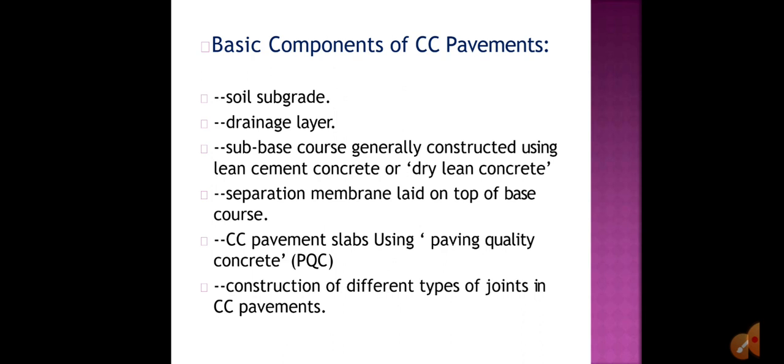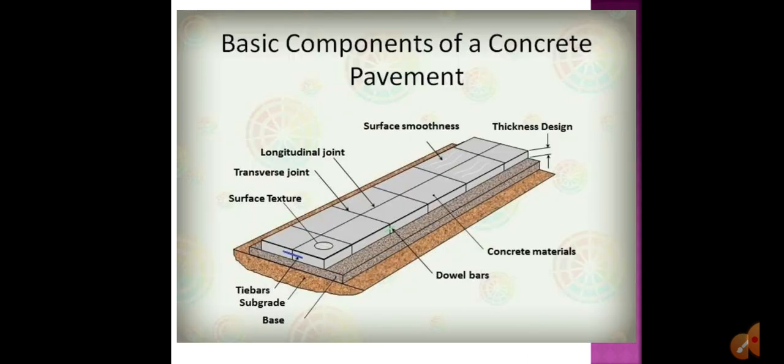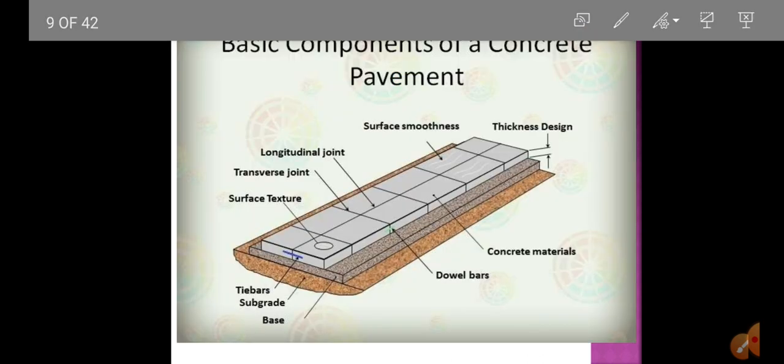These are the basic components of the CC pavement: soil subgrade, drainage layer, and subbase course, generally constructed using lean cement concrete, which we call dry lean concrete. Then comes the separation membrane laid on top of the base course, then the CC slab using pavement quality concrete. Then the different types of joints. So we see in the diagram here.